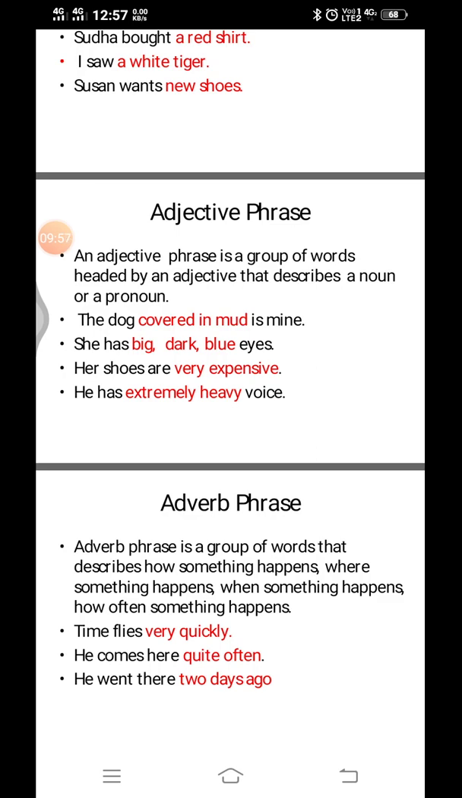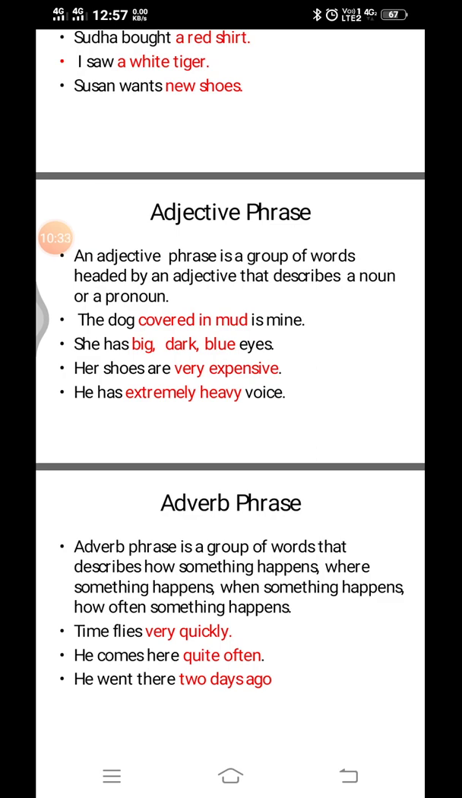It is adverb phrase because there are two words in it, right? He comes here quite often. Quite often, two words. So it is adverb phrase talking about frequency. He went there 2 days ago. So again, it is talking about when did he go, right? 2 days ago. It is talking about time. So this is adverb phrase.